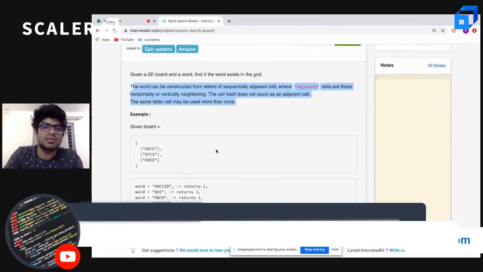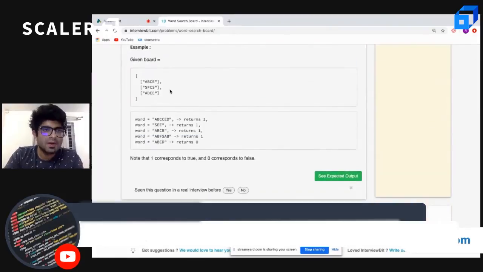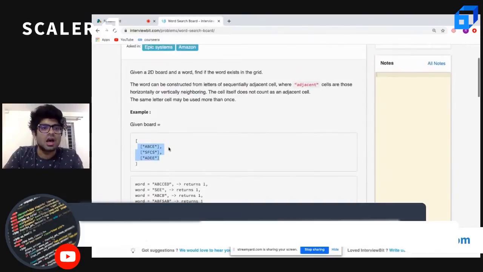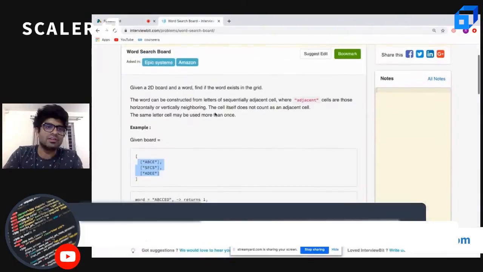The same letter cell may be used more than once. Okay, the question is, we have been given basically a matrix, and we need to check whether we can construct a word out of this matrix or not. And the given thing is, from any position where I can go to build a word, I can go to any of its adjacent positions. That's what I can do. And by just doing this, I just need to check whether I can construct a particular word or not. So this thing that I need to do, but I will summarize again.